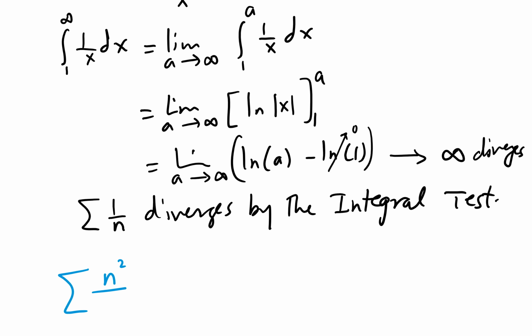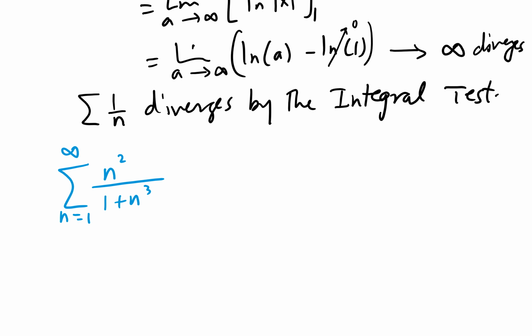Let's say the sum of n squared over 1 plus n cubed, from n equals 1 to infinity. Again, use the integral test to check if this series converges or diverges. The first thing, it's important to start by saying a_n can be represented as f(n), which I'm going to write as f(x) here. It's easier.